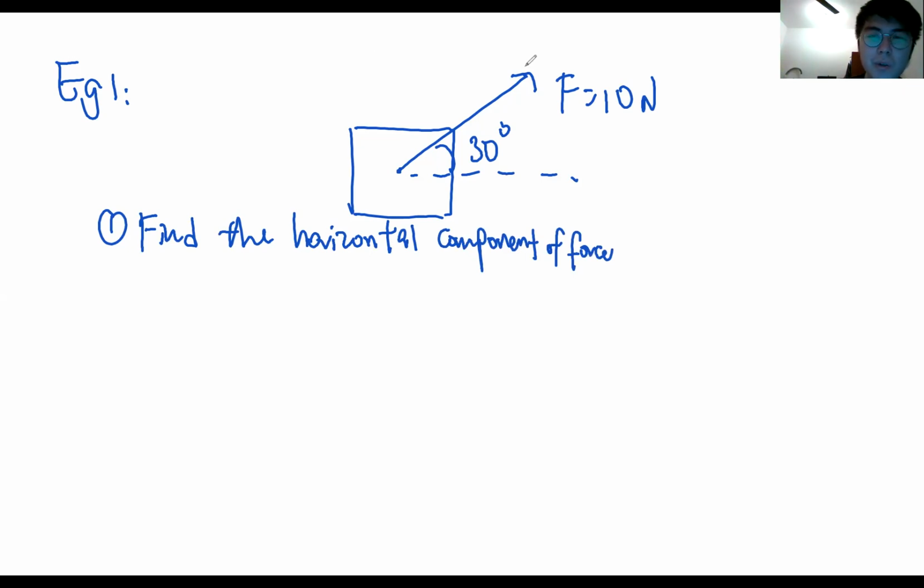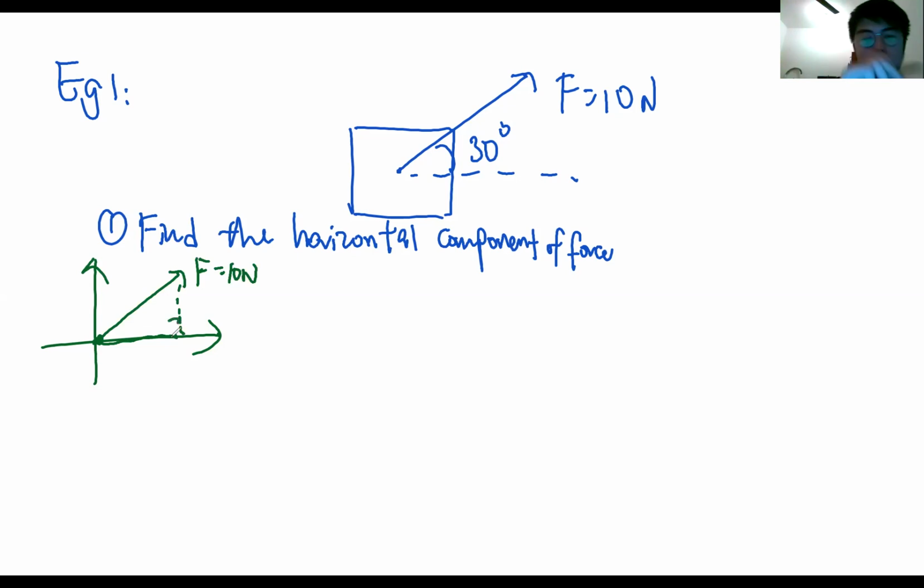So first step you do is, again, Cartesian plane. If you put this one in the Cartesian plane, this one is the F 10N. Here you actually can put the dotted line, and this one is actually a right angle triangle. Where this is 90 degree and here is 30 degree. And the slanted line is 10 Newton. So find the horizontal component of force, meaning that you want to find this one here, the red arrow, on the x-axis.